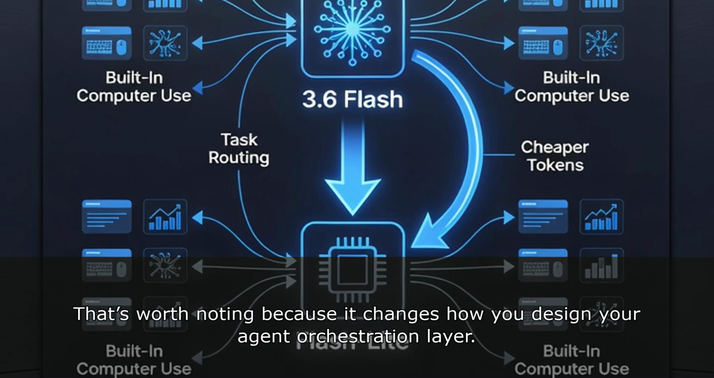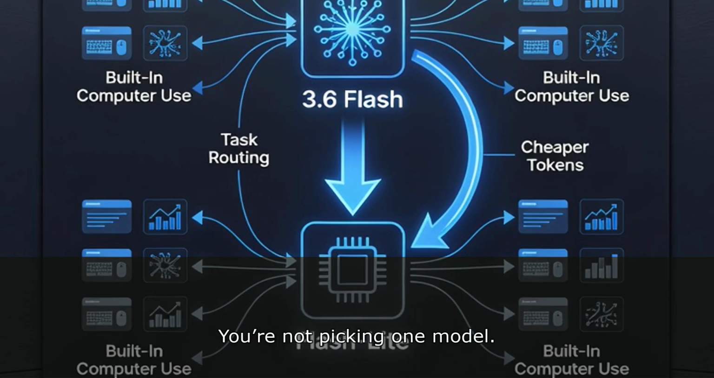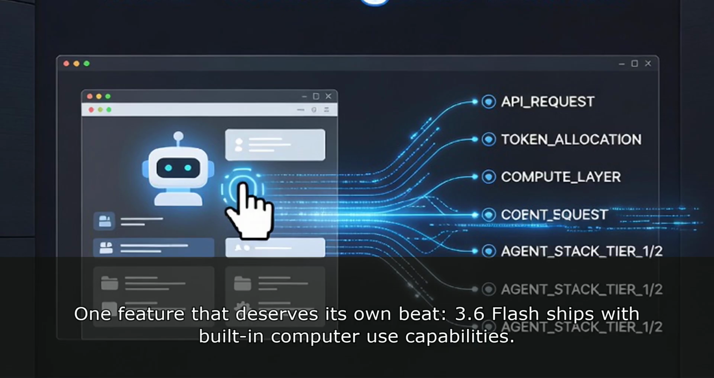What I can say is that the two-tier structure Google is now shipping, 3.6 Flash for reasoning and coding, Flashlight for throughput, is a deliberate architectural pattern. You're meant to route by task complexity, not just by cost. That's worth noting because it changes how you design your agent orchestration layer. You're not picking one model. You're building a dispatch table.